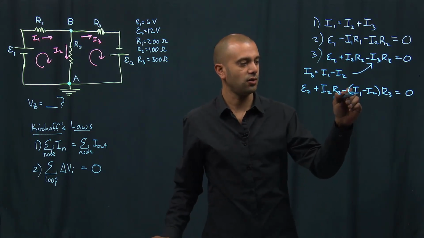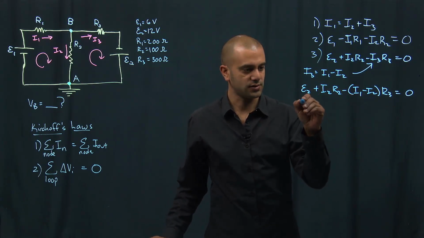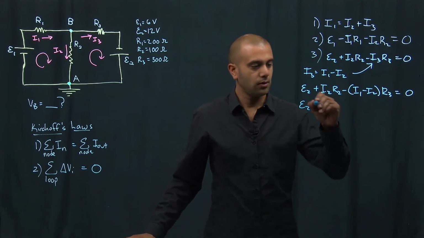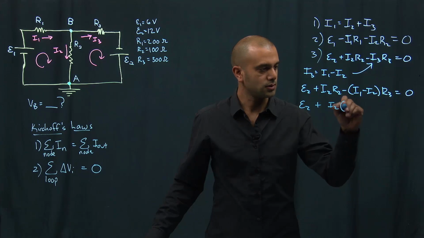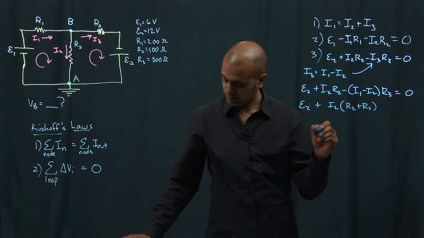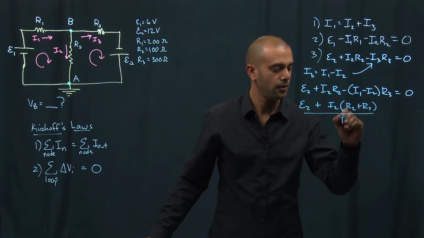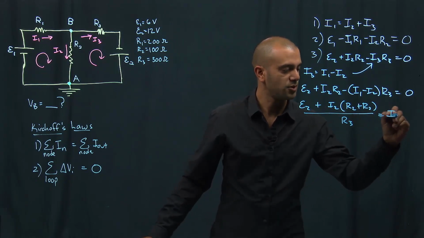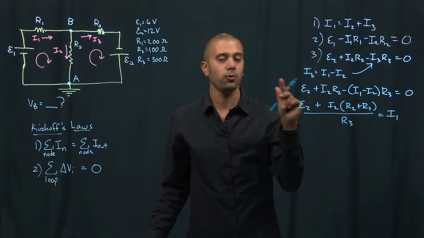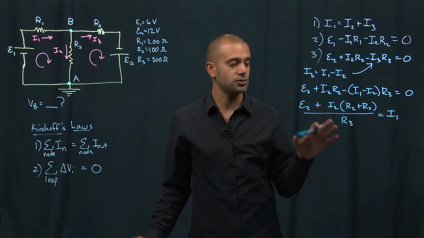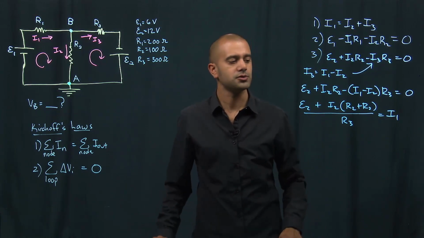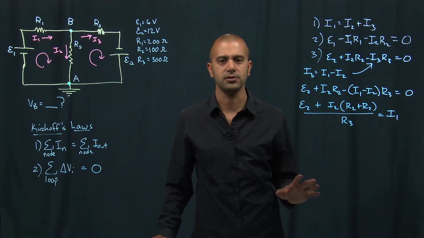So what you can do here is solve this equation for I1, which gives us the following quantity: epsilon 2 plus I2 times R2 plus R3, and then the entire thing is divided by R3. And so you have an expression for I1. Plugging that into this equation will give us only one equation where the unknown variable is I2. Because we know all the other constants, we can solve for that numerically. So go ahead and do that. Take a minute now if you need to and pause the video.